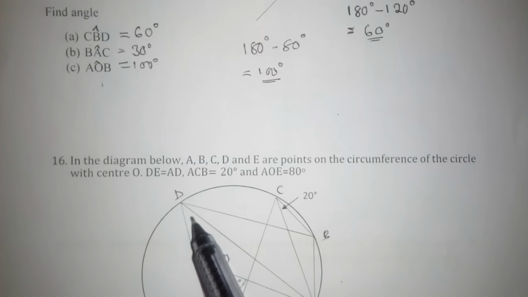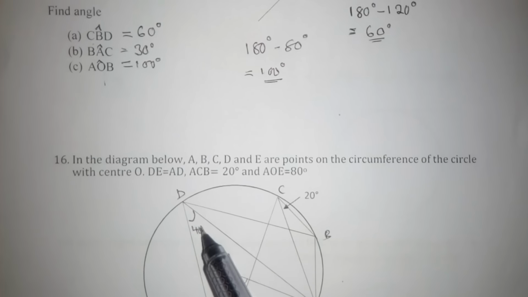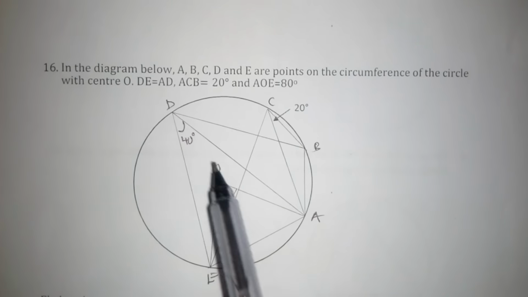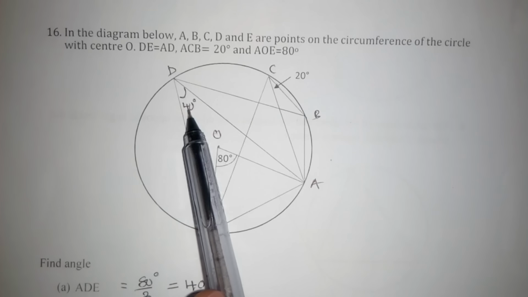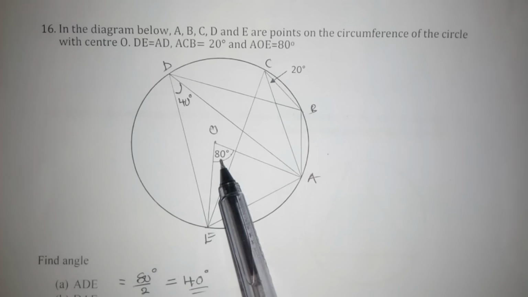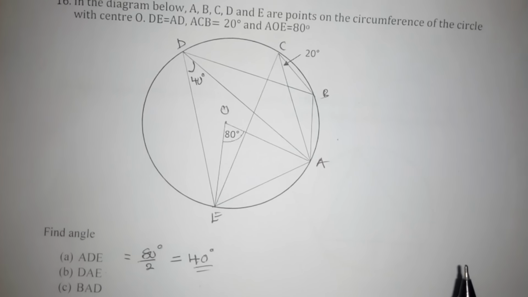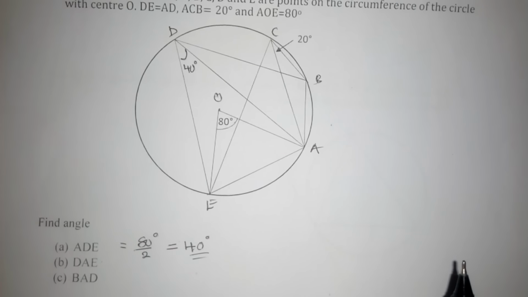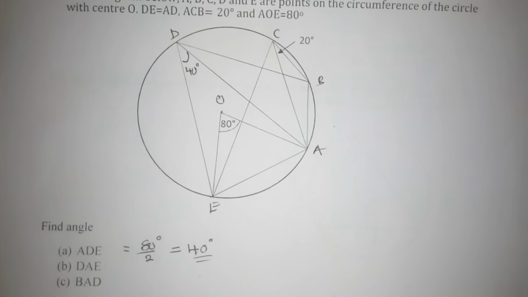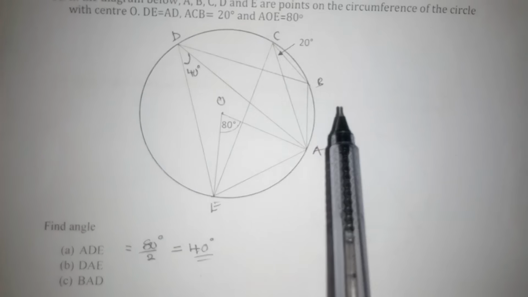So if we write that this is 40 degrees, meaning this should be twice this. Of course, it's true. So it's 40 times 2 is 80. Okay, so we've just found that angle to be 40 degrees. So we check another angle. Another angle here is DAE.